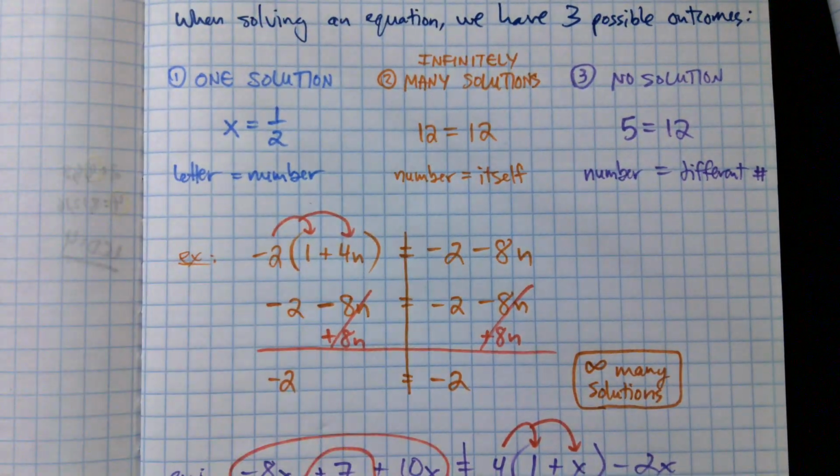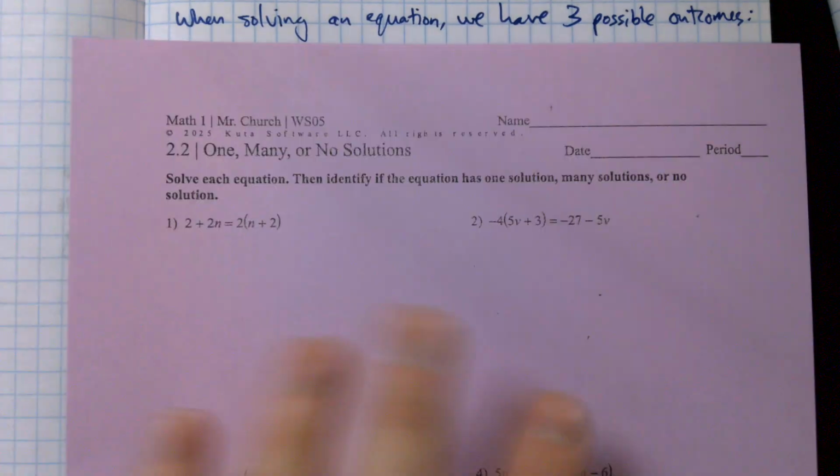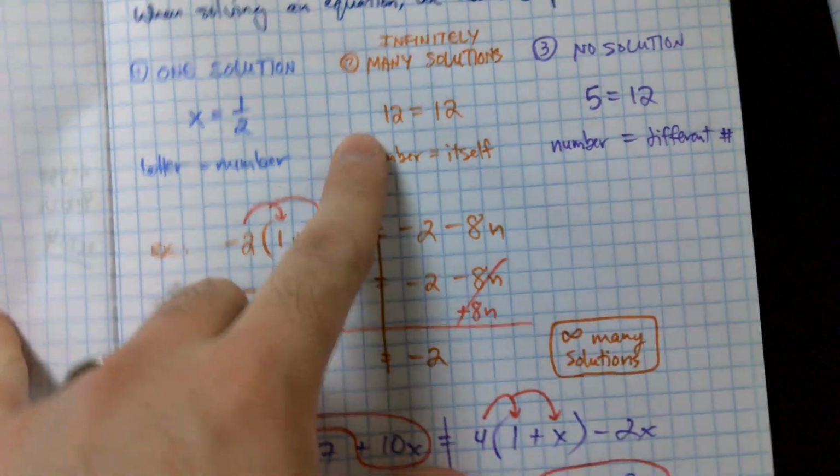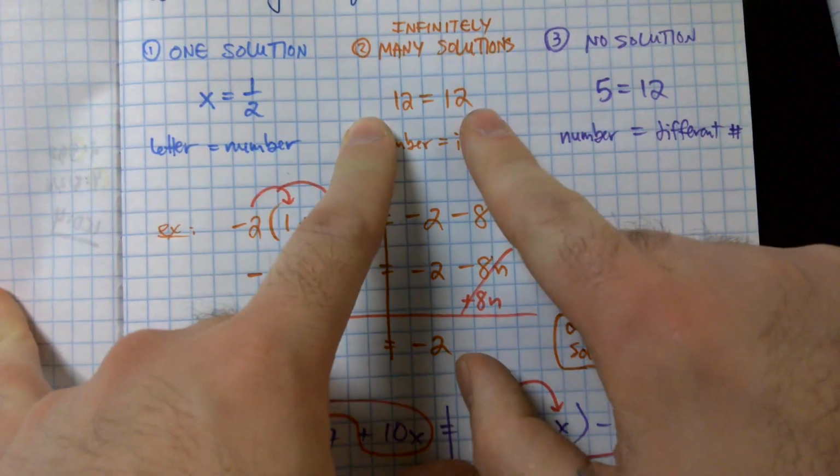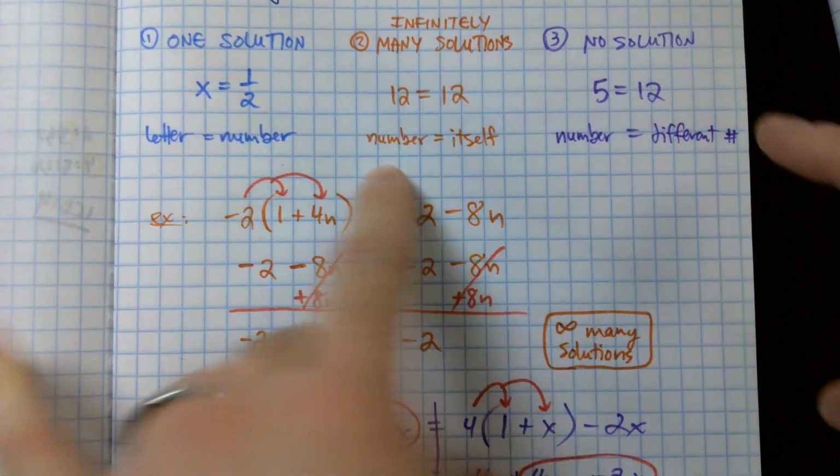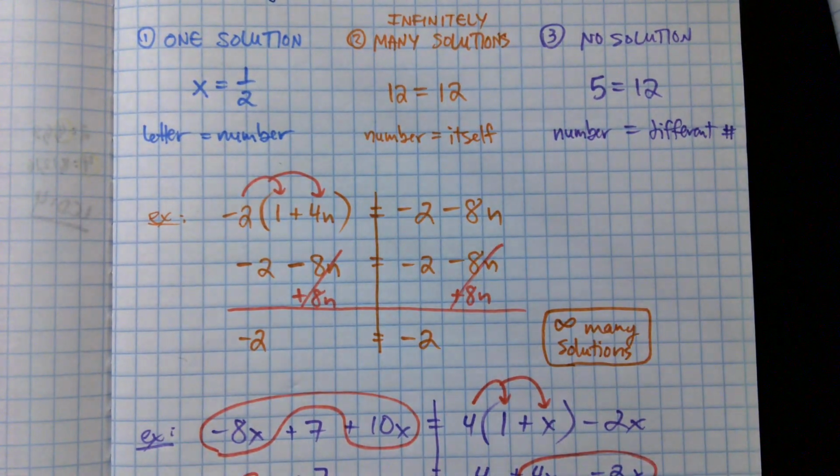All right? So when we get worksheet 5, we're going to go through and we're going to solve these out. Okay? We're going to solve them as much as we can. If we get to a point where we see a number equaling itself, that's infinitely many. A number equaling a different number, that's no solution.